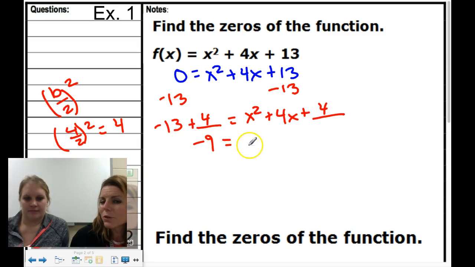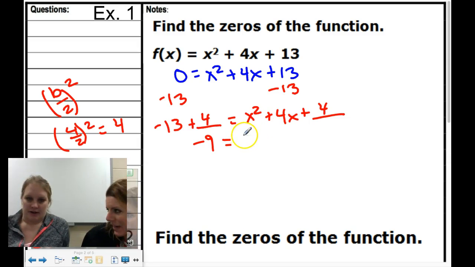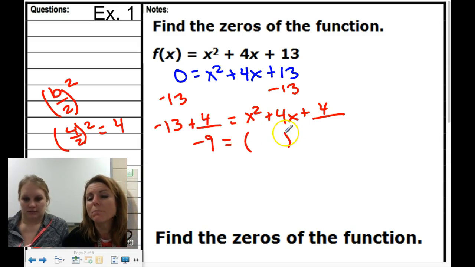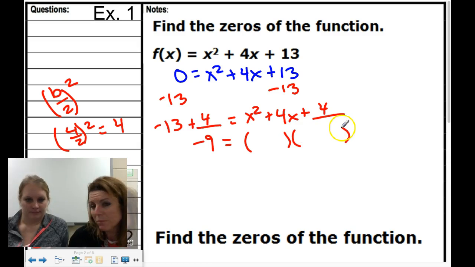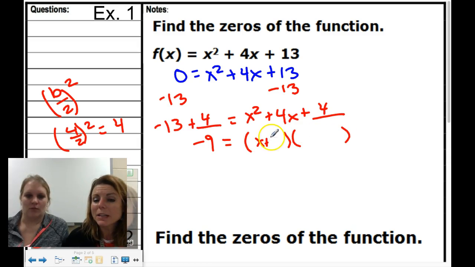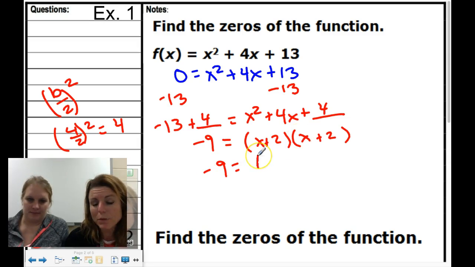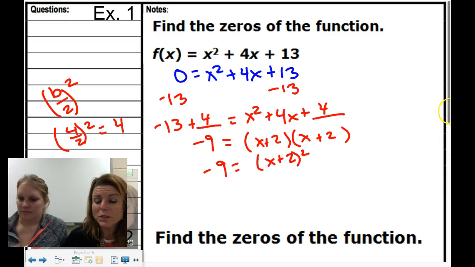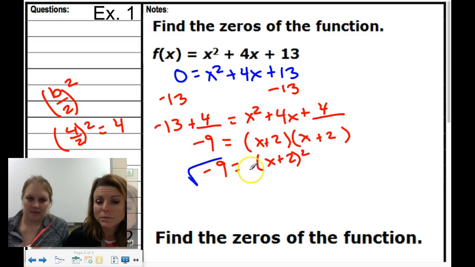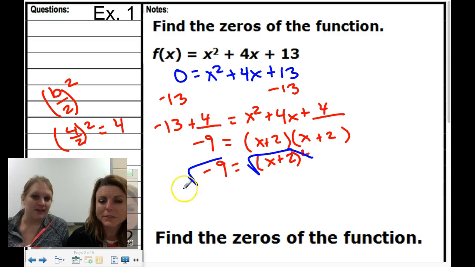And now remember what we do on the left side? Now we can factor that because we created a perfect square. That's what completing the square does. So it's going to be x plus 2 and x plus 2. Remember, when you complete the square and factor it, the binomials are going to be the same, so there are 2 of them. And now we take the square root of both sides. But notice, now we have a negative.